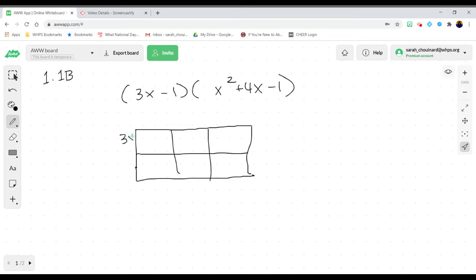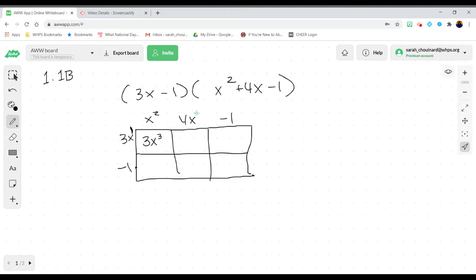So I'm going to do the 3x minus 1 on this side, the x squared plus 4x minus 1 on this side. The sides don't matter. I just personally like the way a longer rectangle looks. So in my first box, I'm going to do 3x times x squared. That's going to give me 3x cubed. Please don't forget that a linear term really has a power of 1. So 1 plus 2 gives me cubed.